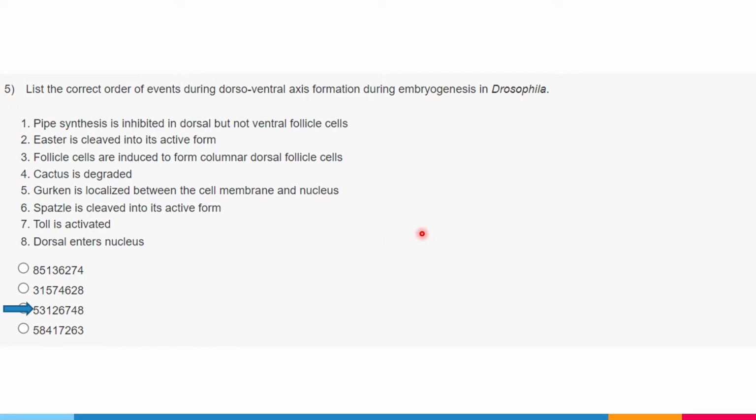Does anyone want to ask anything on this? So this is an entire pathway, and we are just aligning the various steps depending on the chronological order in which they occur. Does anyone have any questions? Okay.